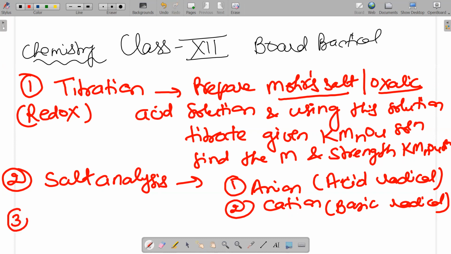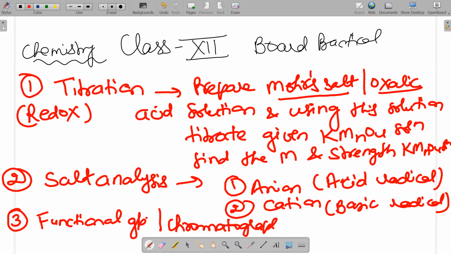And the third experiment which you have to perform is a core experiment. In the core experiment, you will get either an organic functional group. You have to identify the functional group in a given organic compound, or you will be getting chromatography, or you will be getting a food sample or any other core experiment. But these are the very common core experiment practicals. So every child has to do 3 experiments.